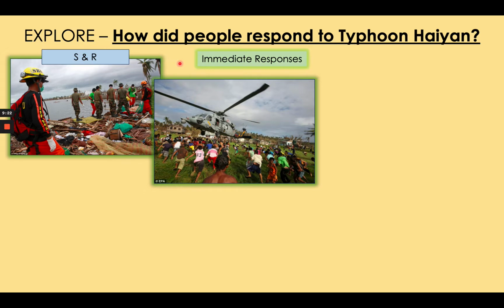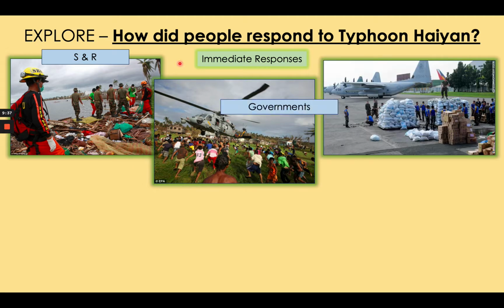The Philippines, being a relatively low-income country, lacking resources and equipment to be able to rescue people and provide emergency supplies such as food, shelter, and medicine to everyone in the country, needed help. Governments from around the world provided resources to the Philippines to be able to help the people to survive. This picture here shows a helicopter being provided by an HIC government.